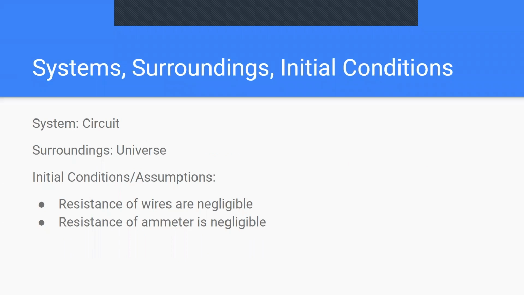The systems, surroundings, and initial conditions of the lab are as follows. The system is the circuit, the surroundings is the universe, and the initial conditions and assumptions are that the resistance of the wires is negligible, and the resistance of the ammeter is also negligible.